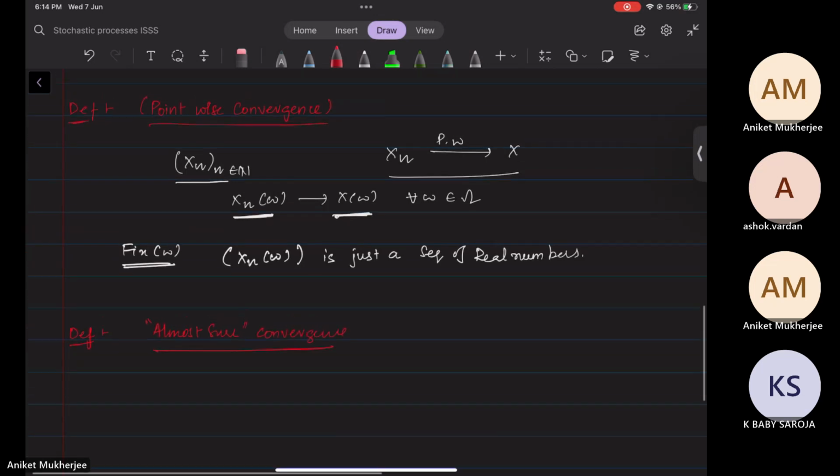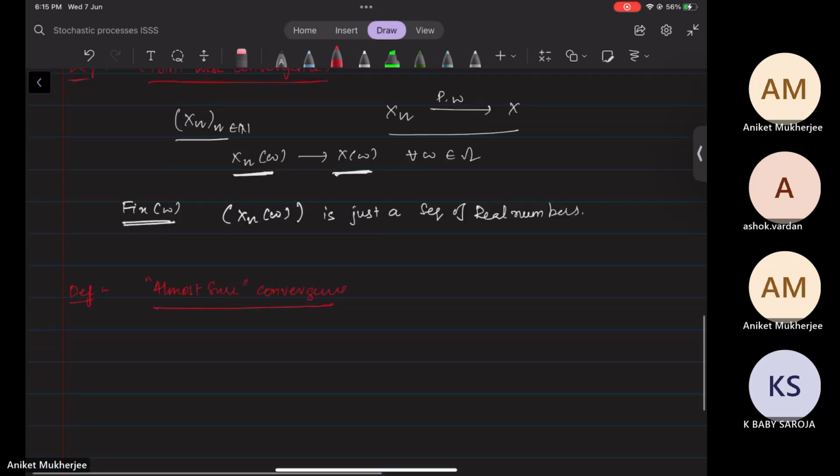So basically, pointwise convergence means you don't have any rule. You want the sequence of random variables to converge to a random variable X for all outcomes. You don't care whether that outcome is high probability or low probability or that outcome never happens. You want it to converge to X for all outcomes. So it's too strict of a condition. So what we do is we loosen the condition a little bit.